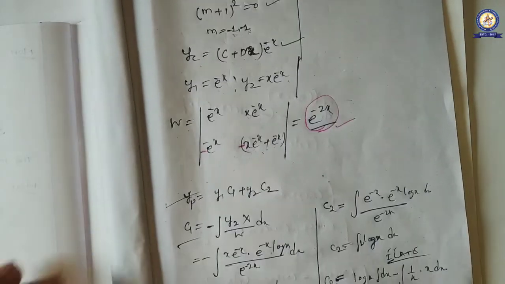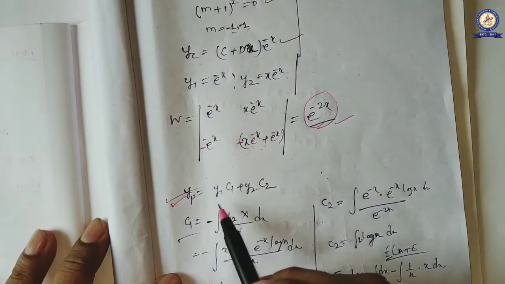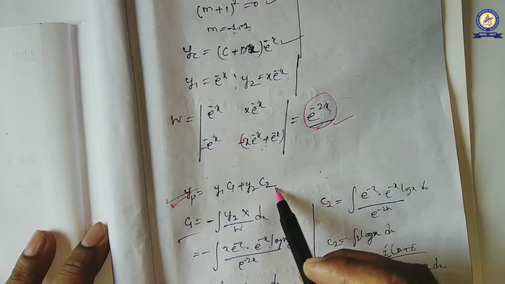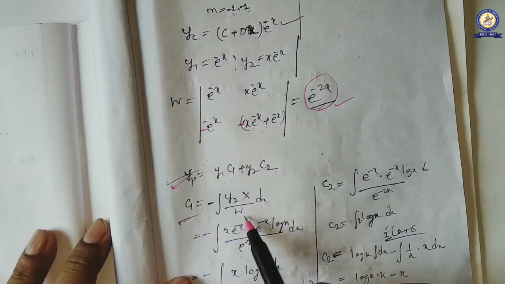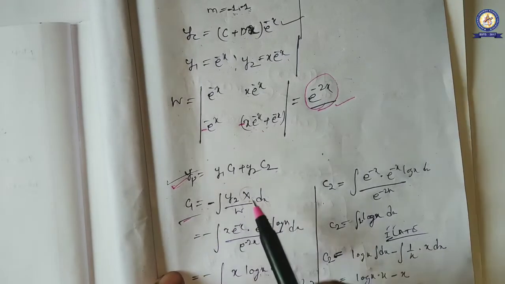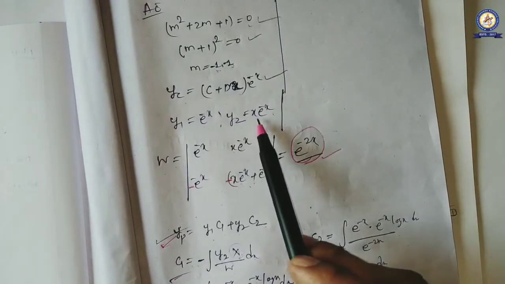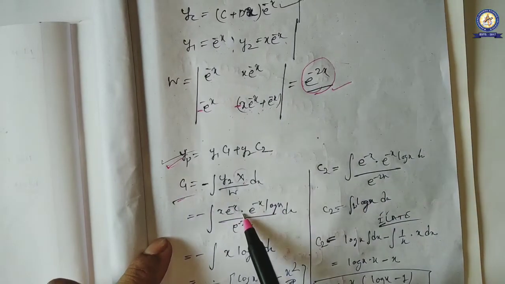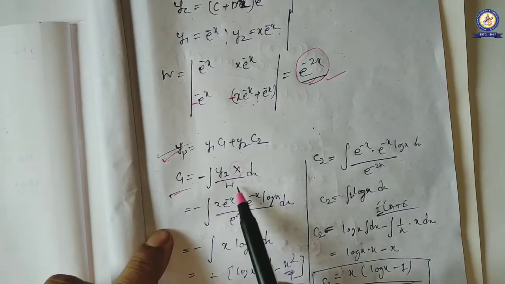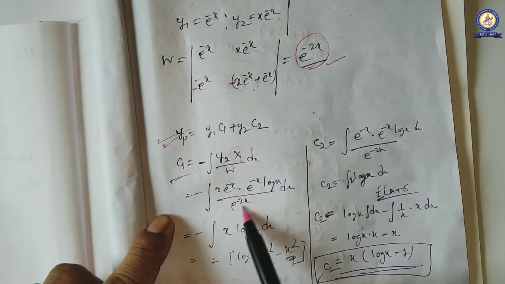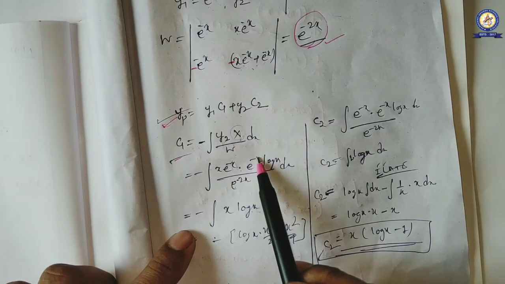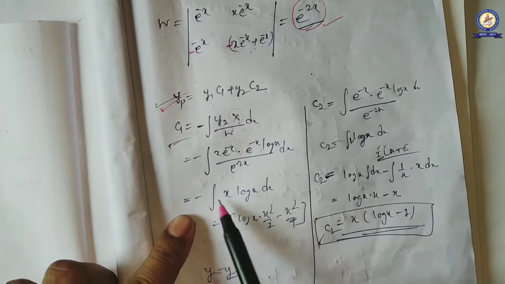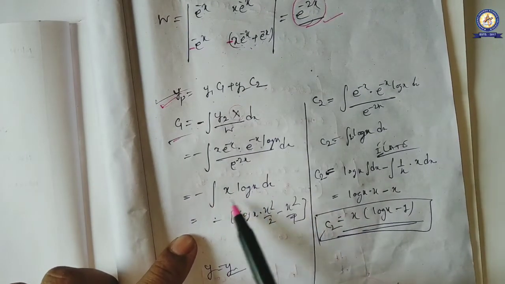Now we know that yp is y1 c1 plus y2 c2, where c1 is minus the integration of y2 times the source function dx by the Wronskian W. Here the source function is given as e to the power minus x into log x. So we substitute y2, which is x e to the minus x, into e to the power minus x log x dx by the Wronskian e to the minus 2x. So e to the minus 2x by e to the minus 2x gets cancelled, and we find minus x log x dx.